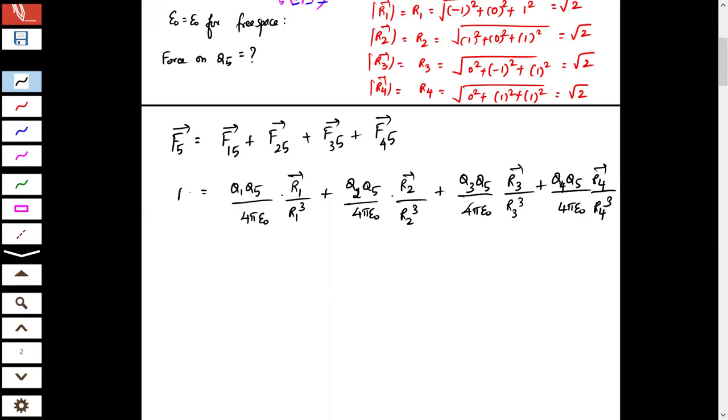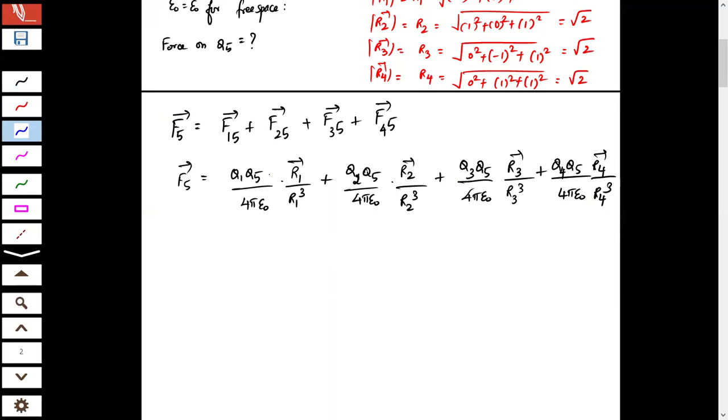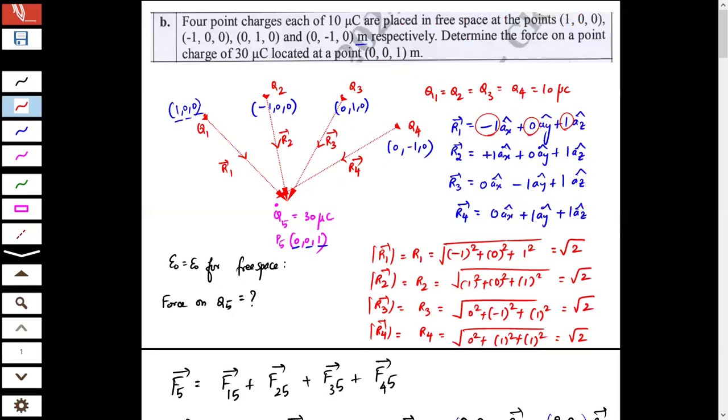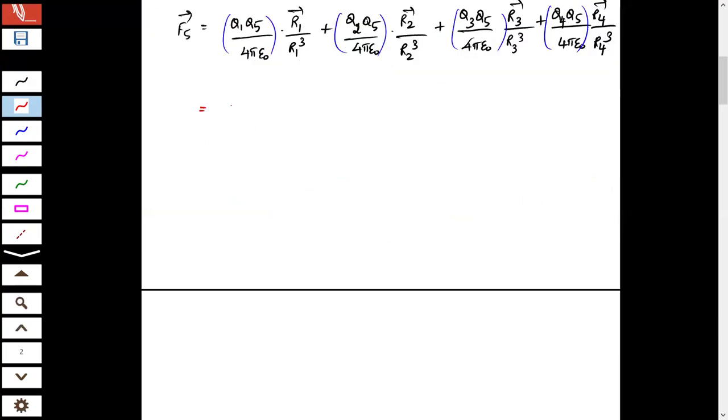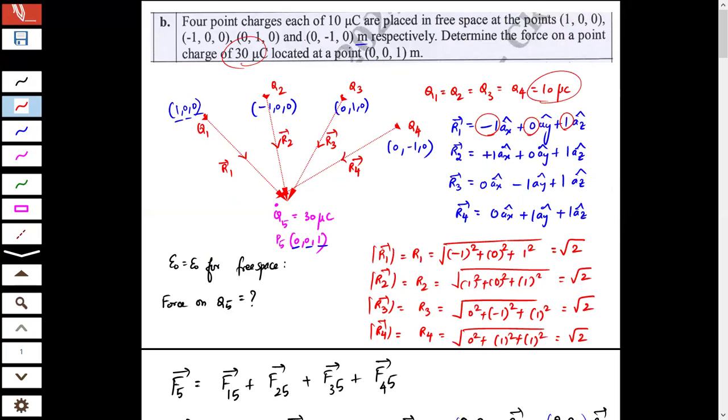Now we can start substituting. We all know Q1, Q2, Q3, Q4 magnitudes are the same, so this entire term can be taken common because Q1, Q2, Q3, Q4 are all equal. So I will write the values directly. Q1, Q2, Q3, Q4 are all 10 microcoulomb, so I will write 10 micro, micro is 10 power minus 6, into Q5 magnitude, which is 30 microcoulomb.